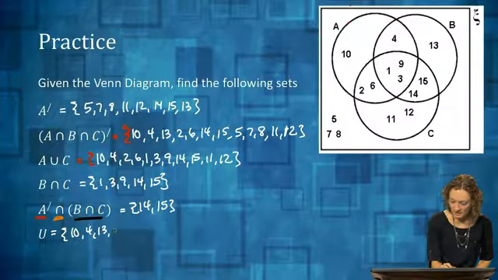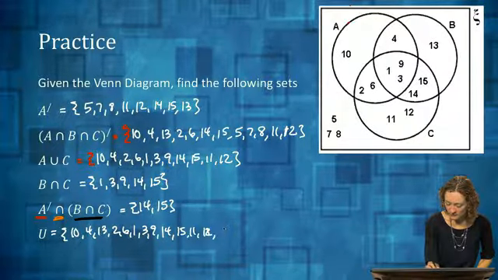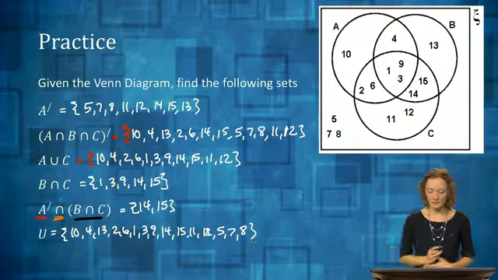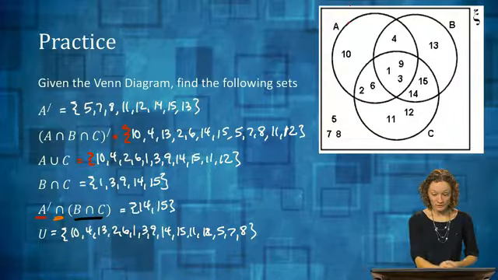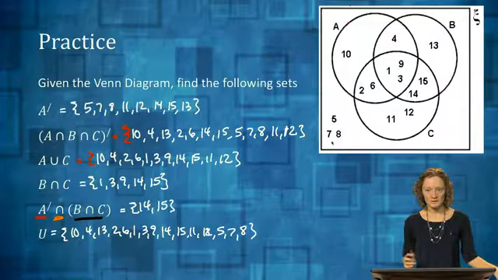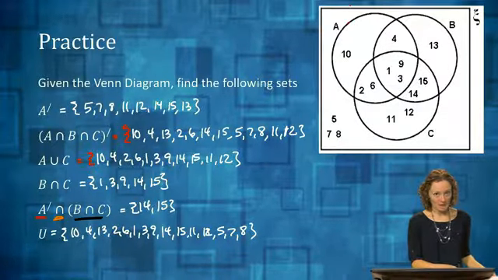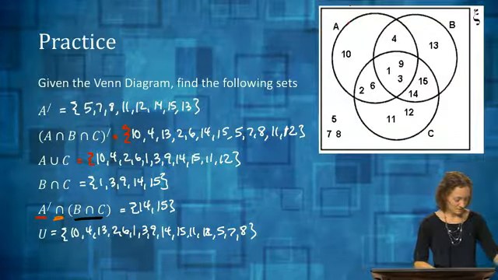10, 4, 13, 2, 6, 1, 3, 9, 14, 15, 11, 12, 5, 7, 8. Or you could list them in order. Whatever works for you is totally fine. But the universe should have all of them, not just the elements on the outside here. All right. If you need to rewatch that part, please do, because you're definitely going to see questions like this.